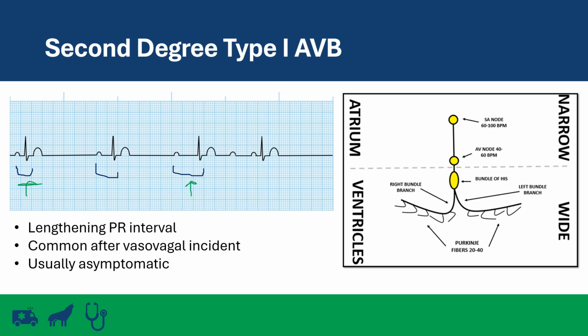And eventually what we will have is a P wave that doesn't conduct a QRS complex. So essentially what's happening is this impulse is not getting through the AV node down to the ventricles. We've got some type of damage in here that takes longer and longer for that P wave, or that impulse from the SA node, to get down to the AV node. So we have a lengthening PR interval, and then eventually we're going to have a P wave that doesn't conduct a QRS complex. Again, this is similar to a first degree block in that it's common after vasovagal incidents, and it is also usually asymptomatic.